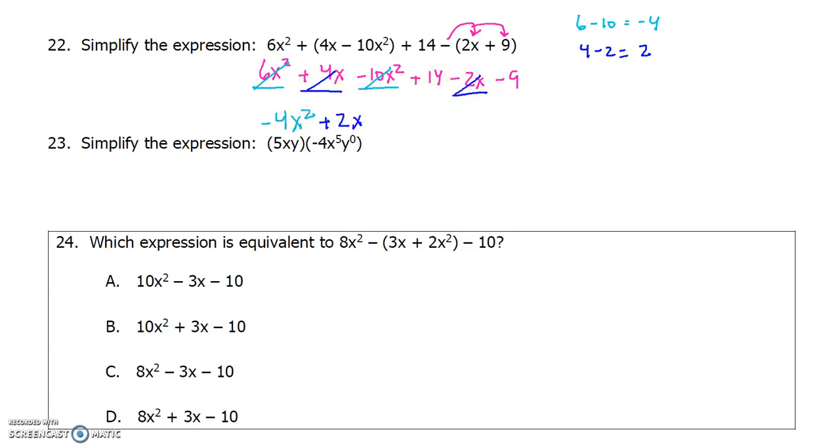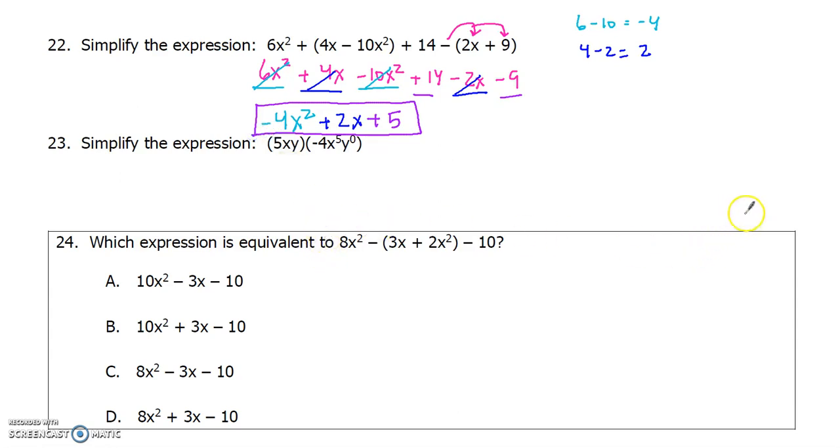Keep going, and the only thing left would be a number here. So we have a positive 14 and a minus 9. So what's 14 minus 9? And that's going to leave us a positive 5. So here's my final answer for number 22.